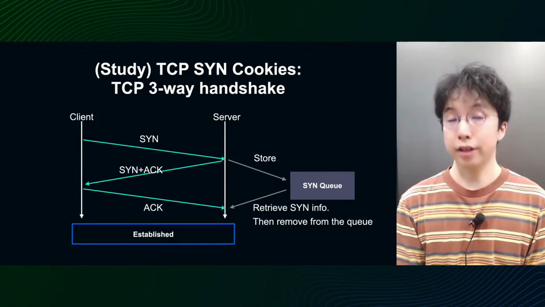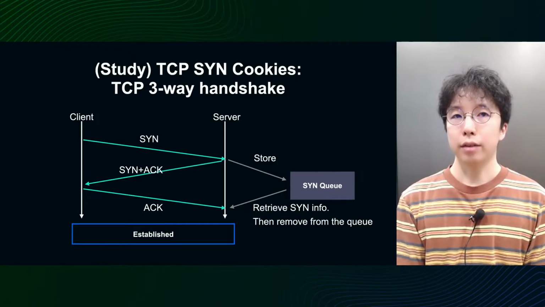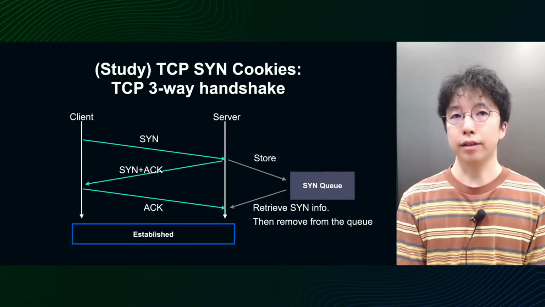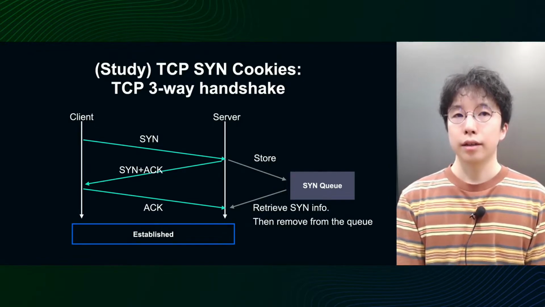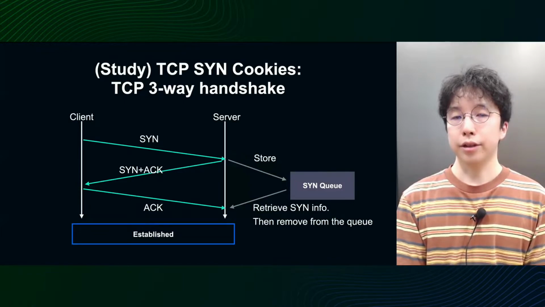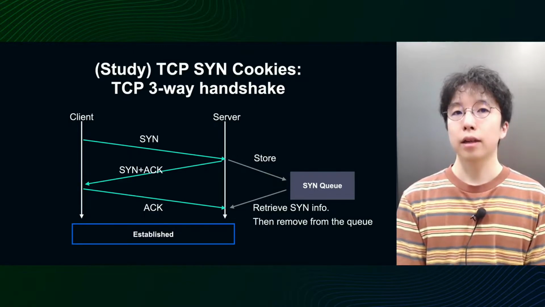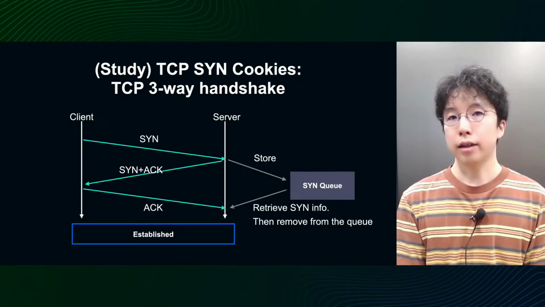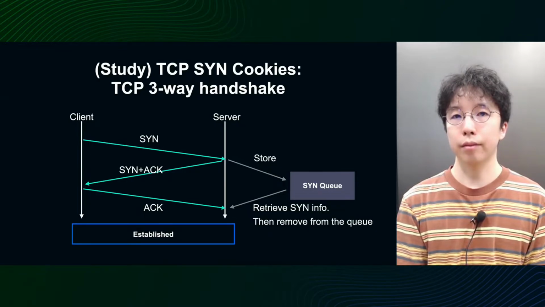So let's review TCP's three-way handshake quickly. In TCP, the client sends the SYN packet to the server, and the server will add that to the SYN queue, then send back a SYN+ACK packet. And finally, after receiving ACK from the client, the server will take the entry out of the SYN queue and establish the connection and complete the handshake.